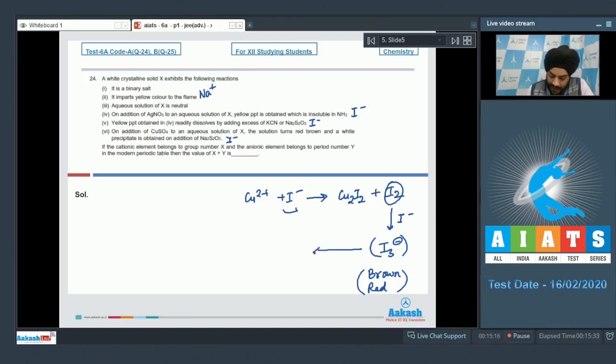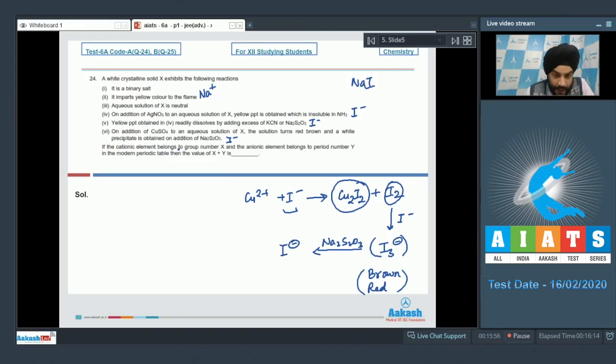When this is allowed to react with sodium thiosulfate, the iodine which is present in this triiodide ion is converted into normal iodide ions and the solution becomes colorless, due to which the precipitate of Cu2I2, which is white in color, becomes visible. Okay. So students, the salt which we are dealing with over here is NaI. Let us now come back to the question.